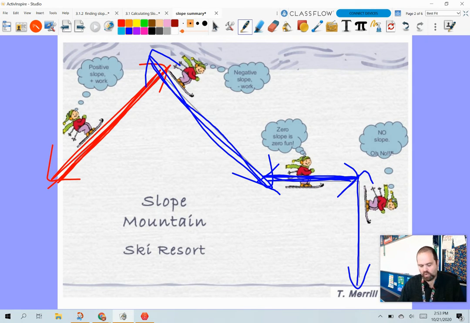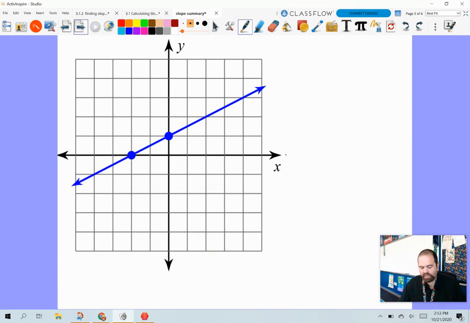All right, so actually finding the slope of a line, there's two ways you can do it. You can use the formula to calculate slope, or if you're given a graph, you can count the slope from the graph using this idea of rise over run.